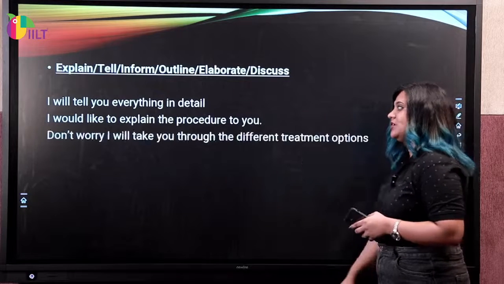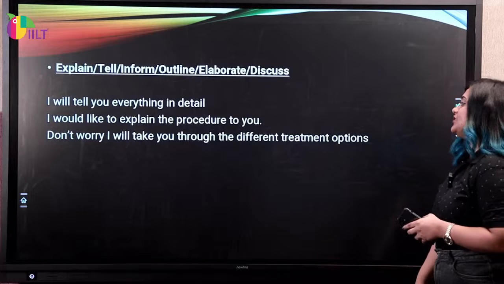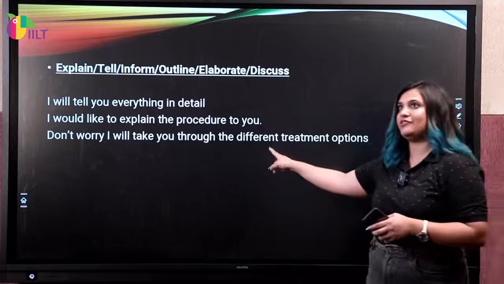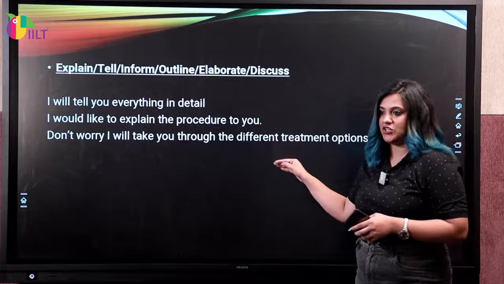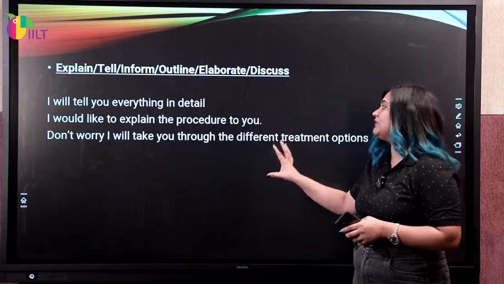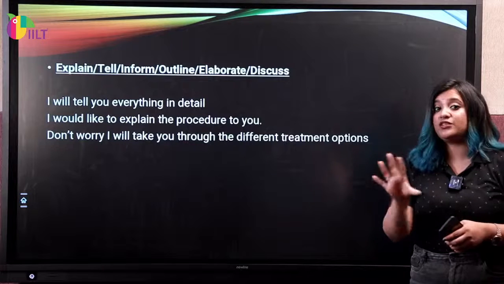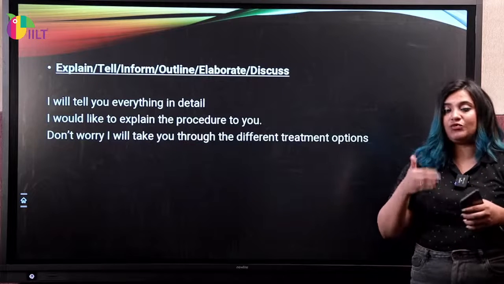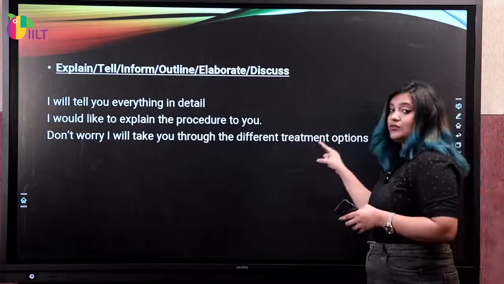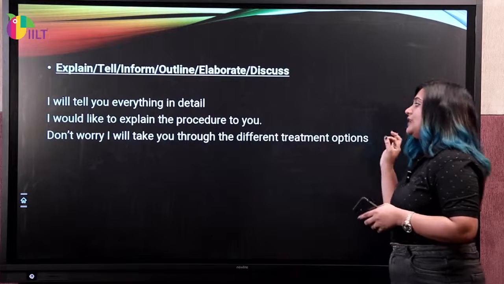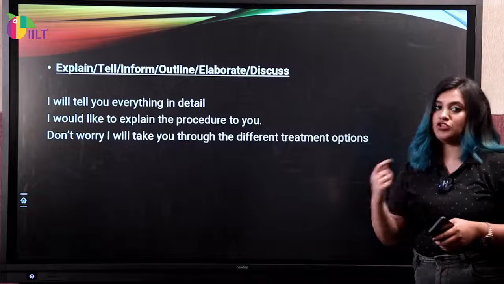So next statement. Don't worry, I'll take you through the different treatment options. So this is a different statement. Usually I have not seen students using this statement in a role play. So this means that you will take the patient through the different treatment options, which means that you will explain everything in detail about the different treatment options. So that is a really good statement that you can use. Don't worry, I'll take you through the different treatment options.